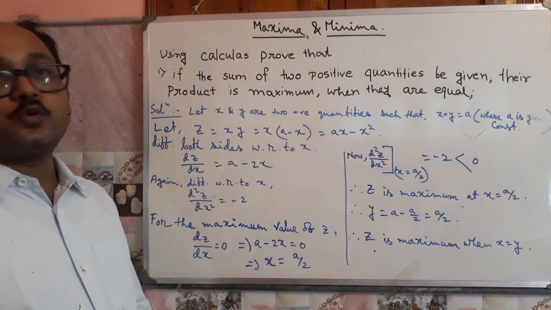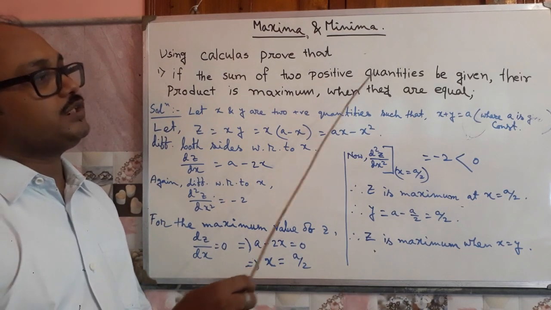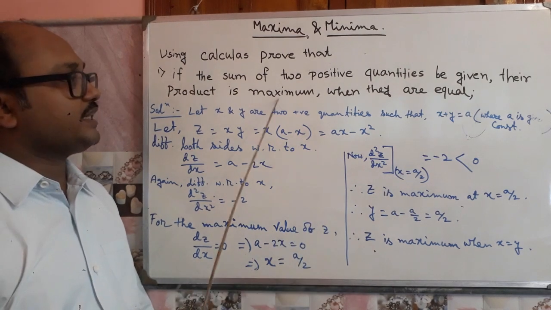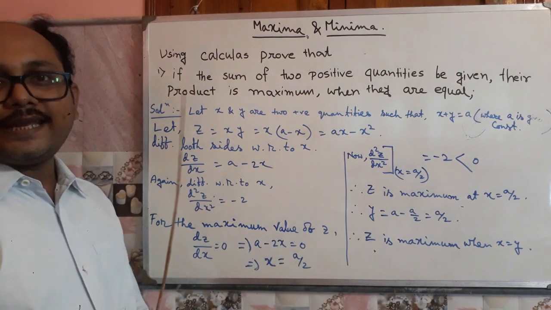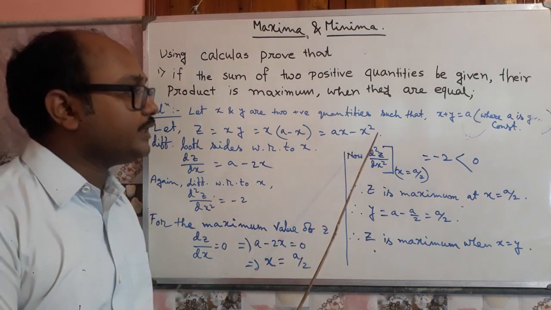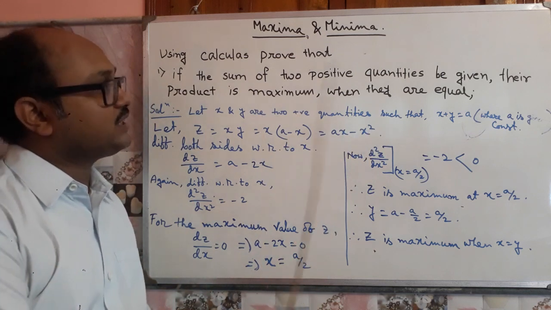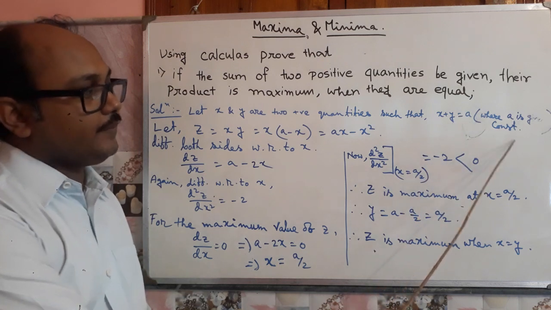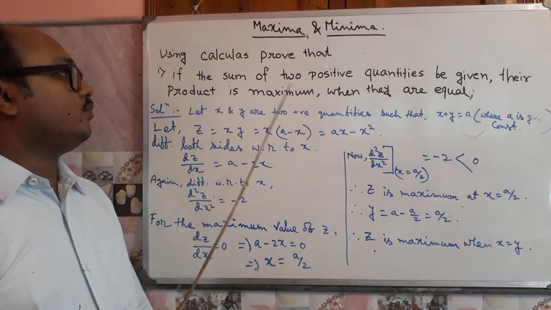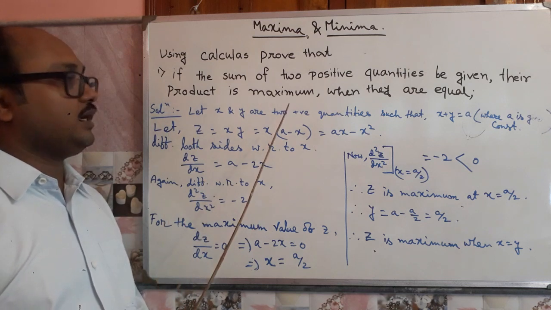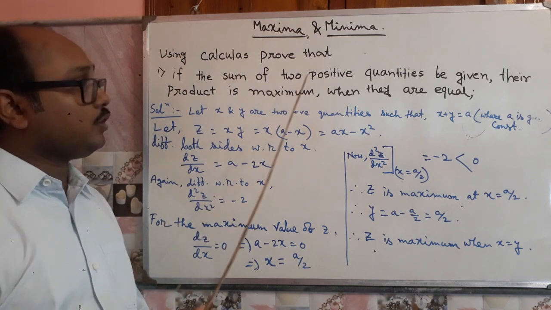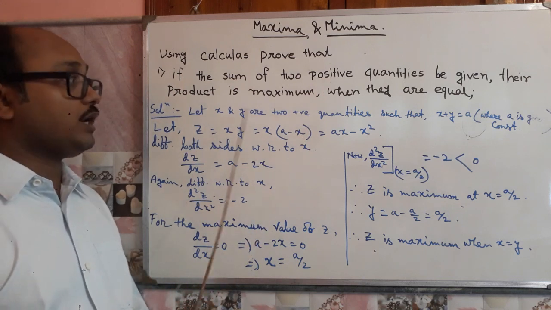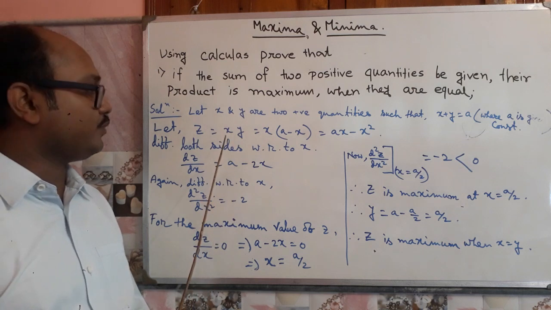Using calculus we have to prove that if the sum of two positive quantities be given, then their product is maximum when they are equal. So let x and y be the two positive quantities such that their sum is given. So x plus y is equal to a, where a is a given constant, and the function we have to maximize is the product of these positive quantities.